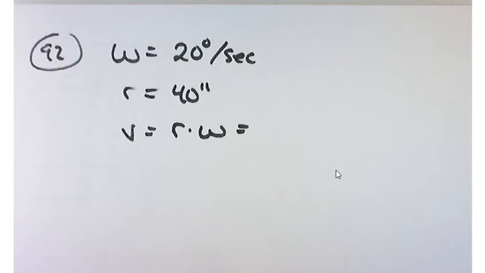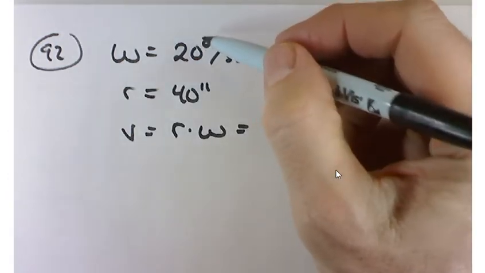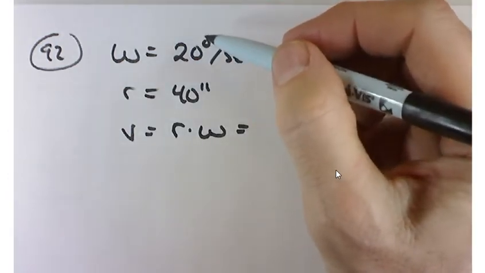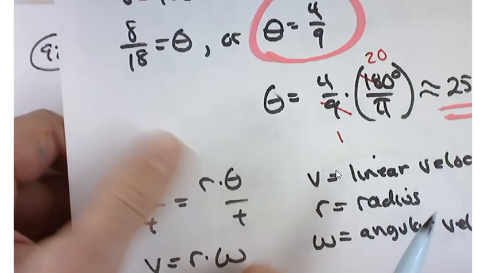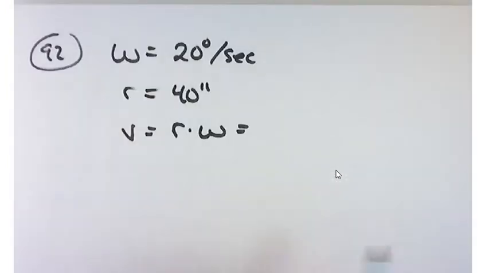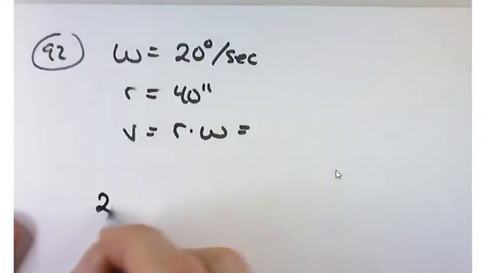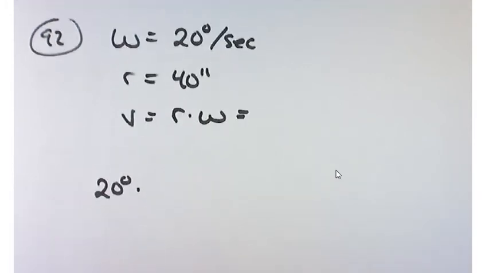But there's probably a catch here, right? You know what the catch is? This unit has to be in radians per unit time. Just like when we use this formula back here, that had to be in radians. It has to be in radians now. So let's convert 20 degrees to radians.